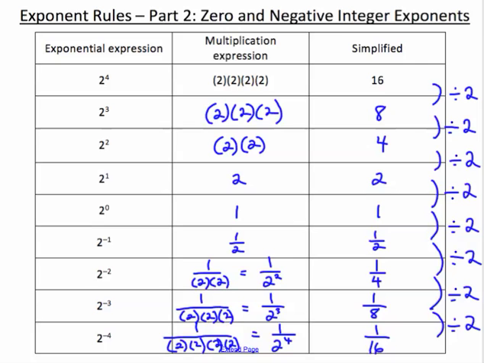Again, as we go down each row, we are putting another 2 in the denominator because we are dividing by 2. And similarly, our simplified version is getting divided by 2 as well. So we see that 2 to the power of negative 4 is actually equal to 1 over 2 to the positive 4, which is 1/16. 2 to the negative 3 is equal to 1 over 2 to the positive 3, which is equal to 1/8.